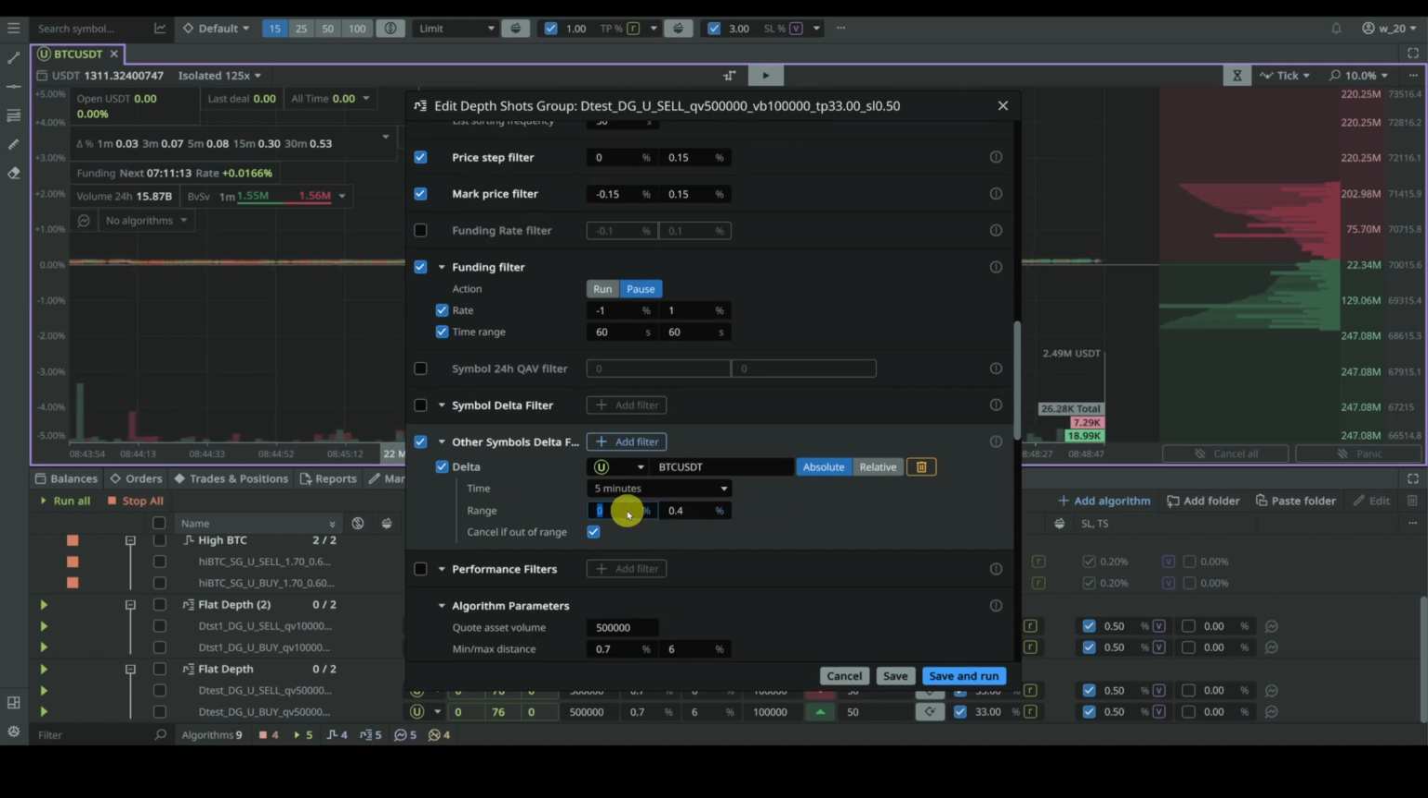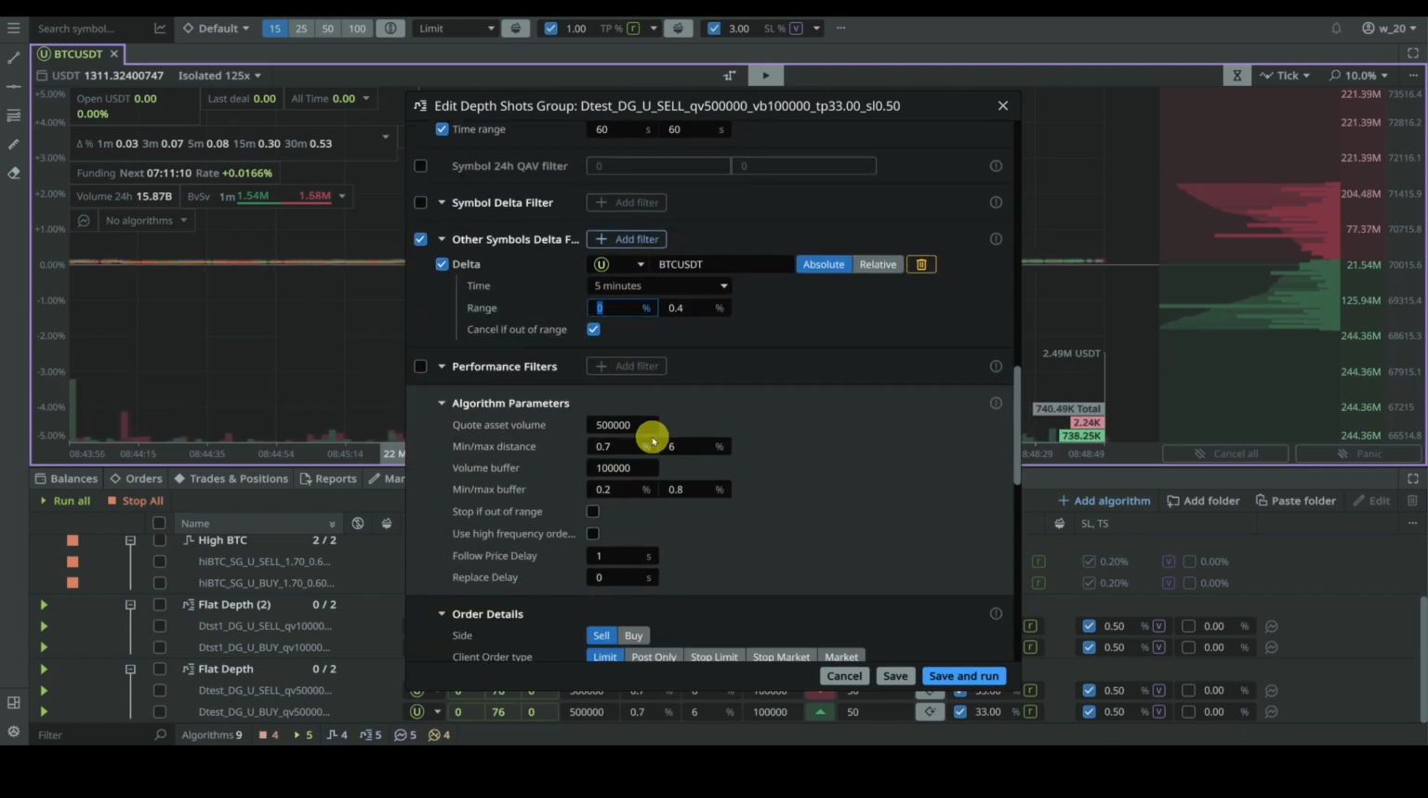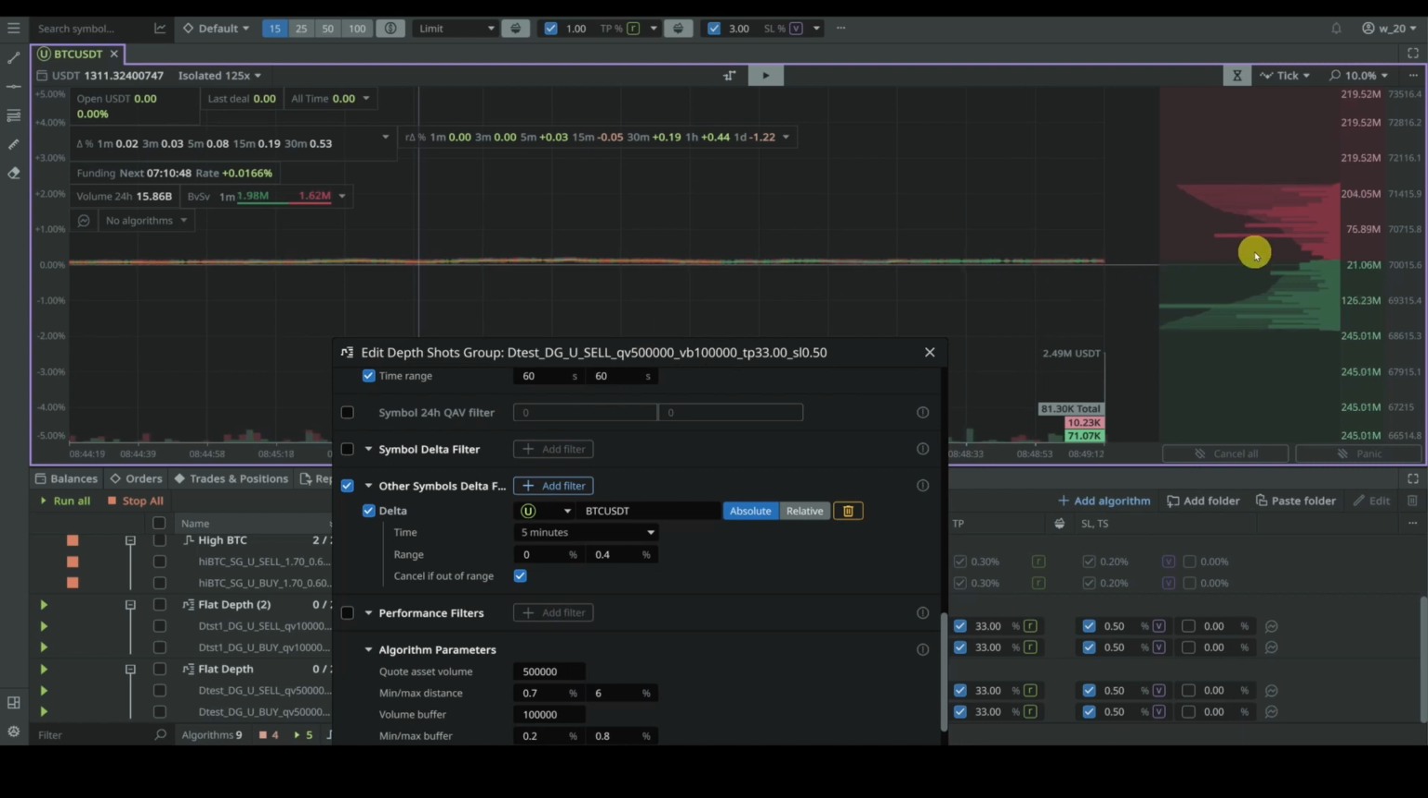For the main algo parameters, I went with 500K as the asset volume. And for the volume buffer, I went with 100K as a nice round number. Now for the maximum and minimum distance, I just took a guess and set the minimum at 0.7 and the maximum way up high at 6%. A shot of 6% on such heavy coins seems quite unlikely, but why not?